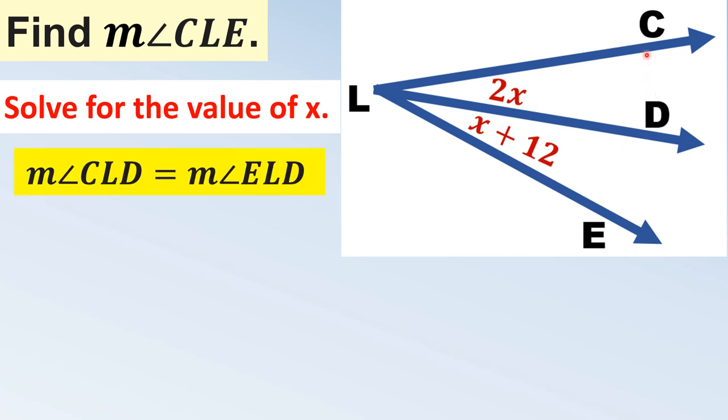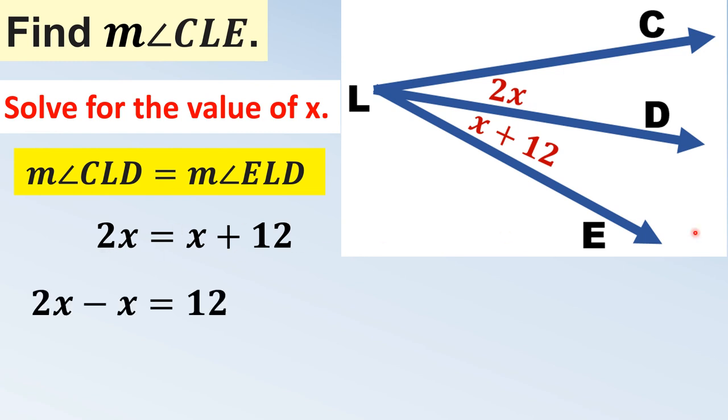Since the measure of angle CLD is just equal to the measure of angle ELD, we substitute 2x is equal to x plus 12. And by subtraction property of equality, we subtract x on both sides. So we have 2x minus x is equal to 12, and x is equal to 12.